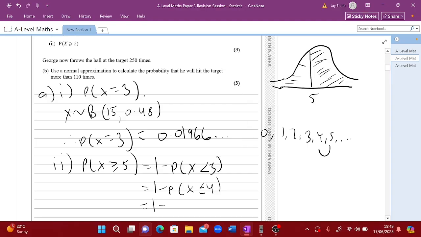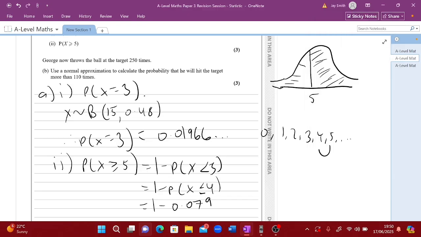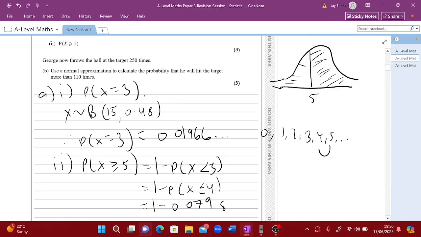And so then we need to work out probability x is less than or equal to 4. So that's going to be your cumulative function on your calculator. If we go to menu again, go to 7. Then you want to scroll down to binomial CD, which is your cumulative, so it's for all the values less than or equal to, adding them all up. And so obviously the value is going to be 4 here, with the same number of trials and probability. You get 0.079868, and so then you do 1 minus that.